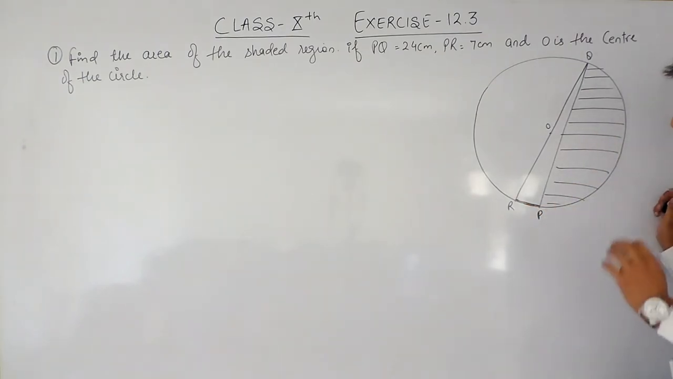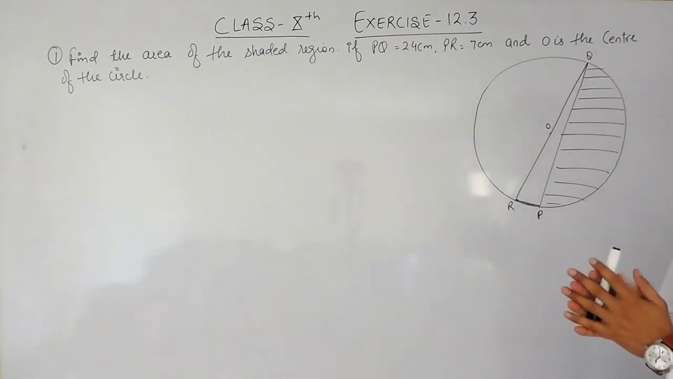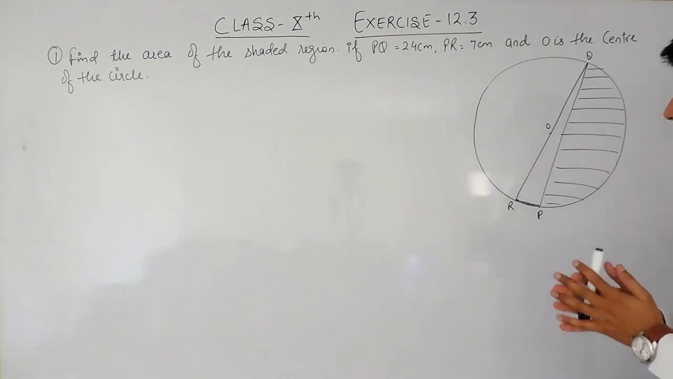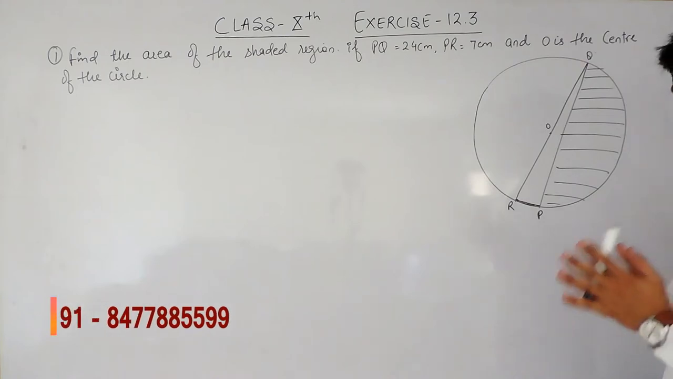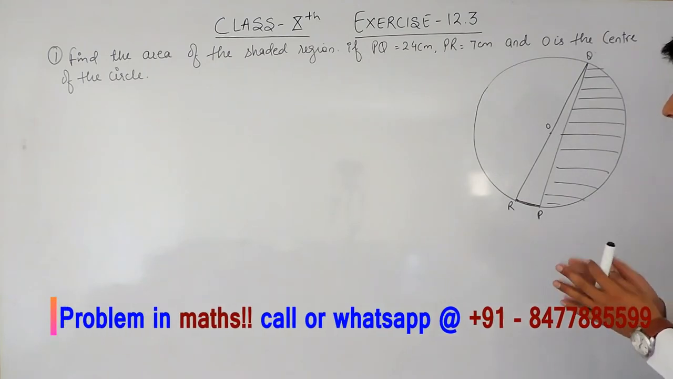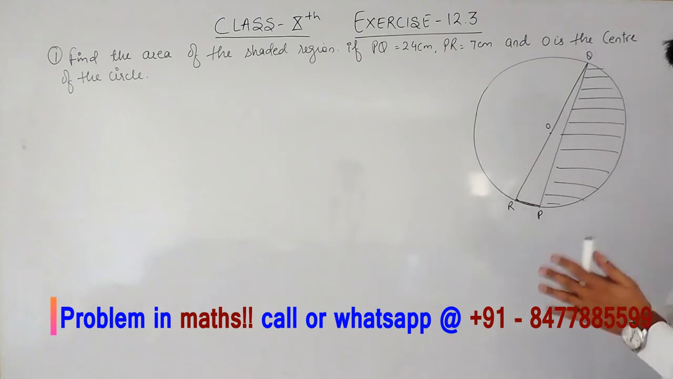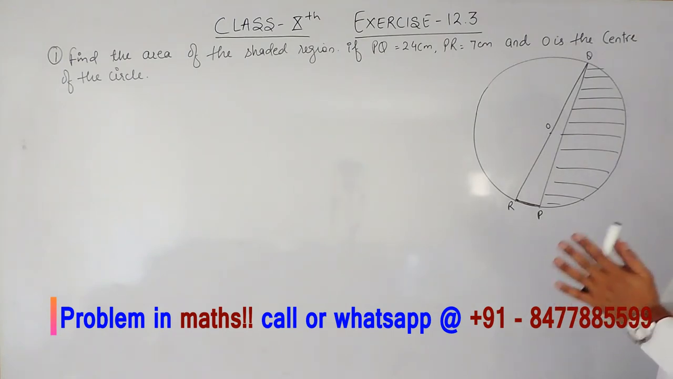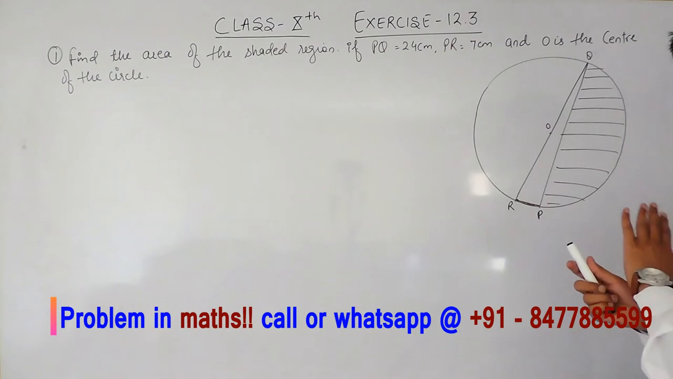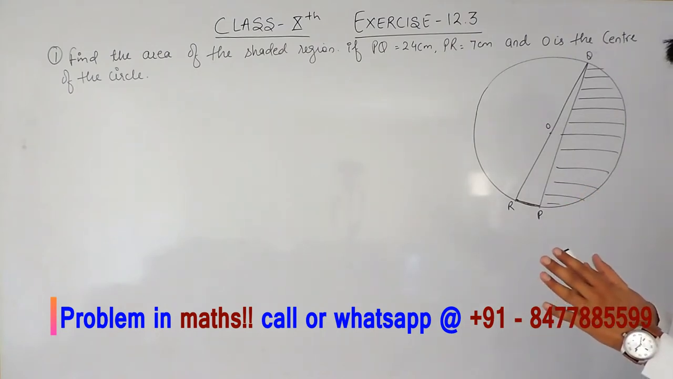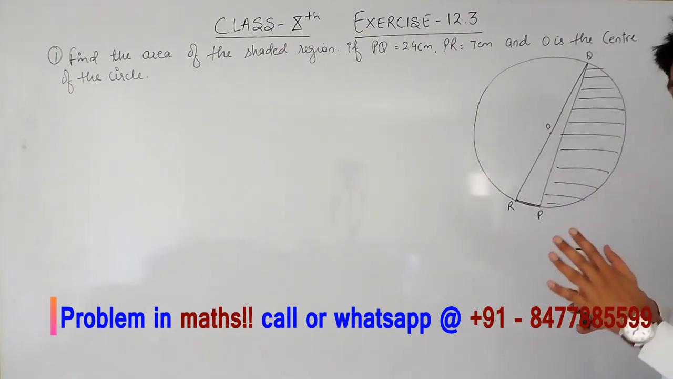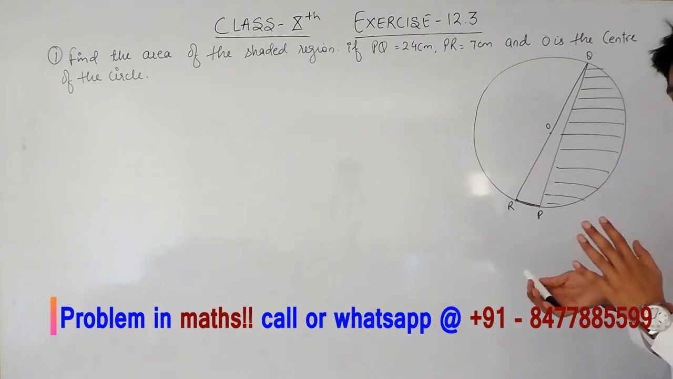Now whenever you have to find the area of the shaded region, what you have to do in that figure, subtract the area of the unshaded figure from the complete figure. Okay, and the remaining will be the area of the shaded portion.